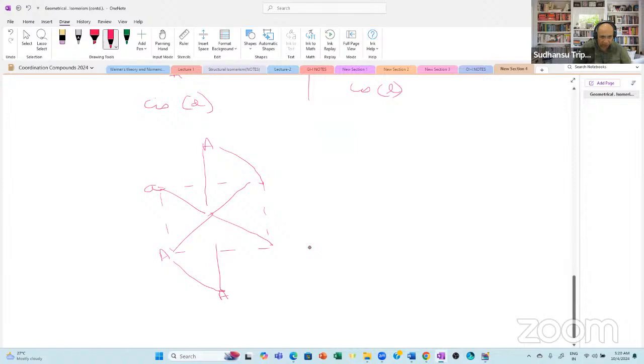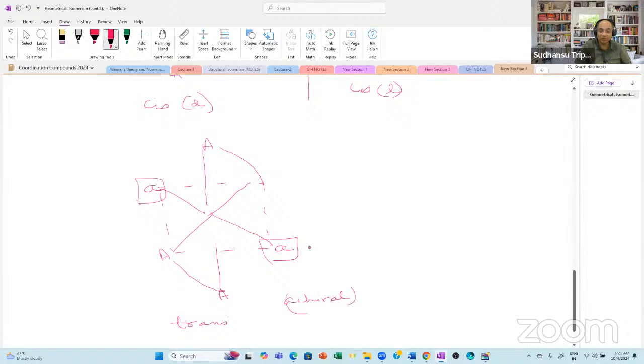And the small a will remain opposite to each other. So this is trans, and it has got a point of symmetry, an inversion center, so that this molecule is symmetrical, achiral.